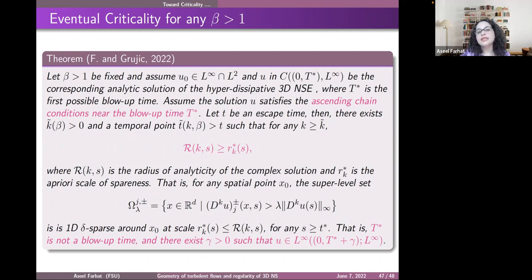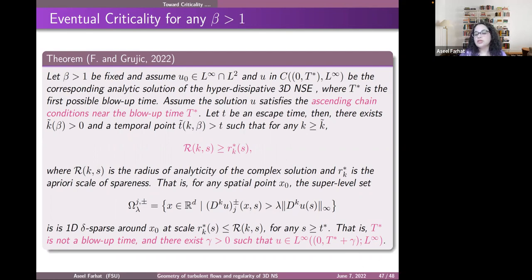Because the regularity criteria needs the size of those superlevel sets, or the filaments, to be at least comparable to the radius of analyticity. But in this turbulent scenario, you can find a large enough k so that for some superlevel sets for high derivatives of the hyperdissipative Navier-Stokes, the size of those filaments will become way thinner or smaller than what regularity needs, and this basically regularizes the hyperdissipative Navier-Stokes and prevents blow-up from happening.